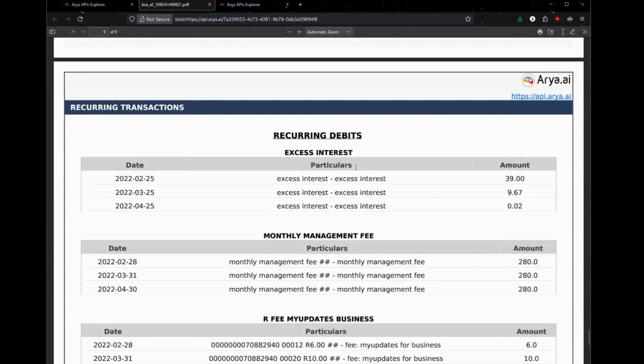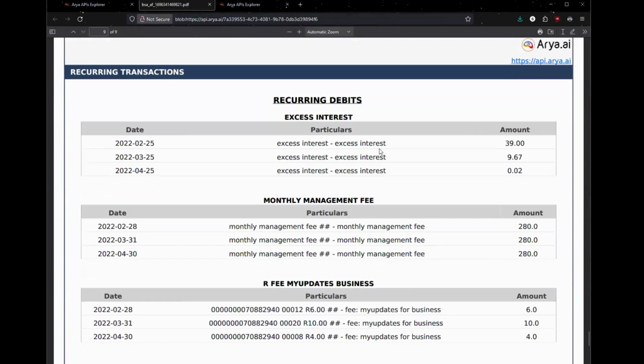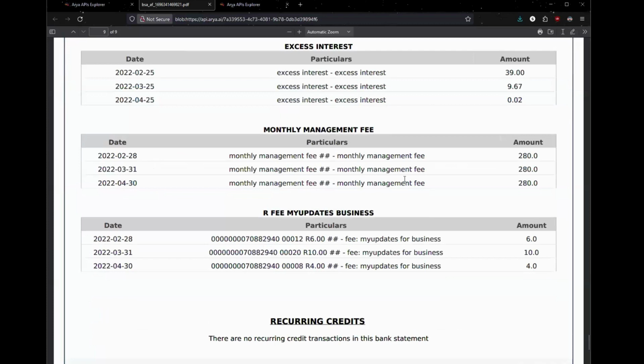And these are the recurring debits, again in the Excel sheet, which shows all the recurring debits every month. So you can see excess interest is being charged every month. So this could be a point of concern or something to see for the person as to why this is happening. Or they might have an idea, but just to see how much amount they have already paid due to this.